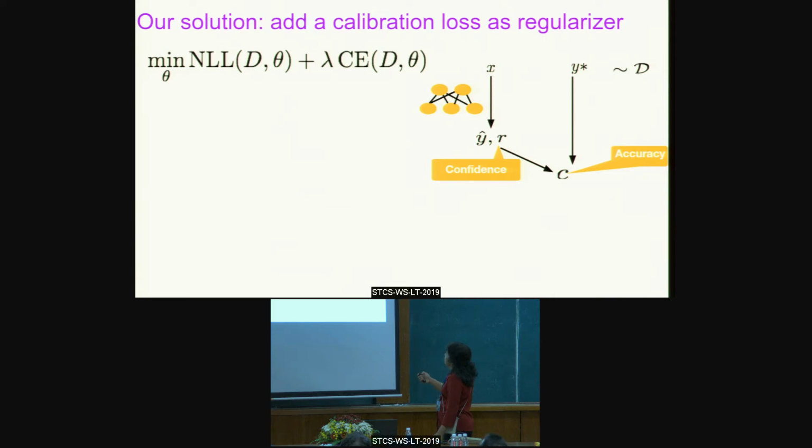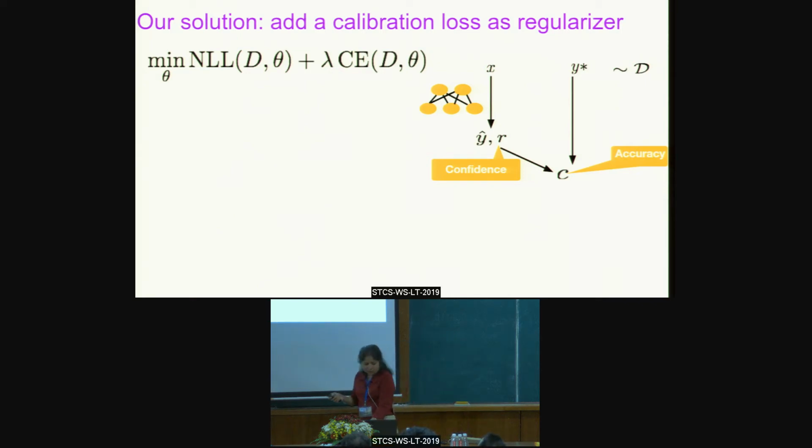So during training, you have sampled X and their correct label Y star from this distribution T, and you apply your network, your function, neural network, and that gives you a prediction Y hat, and the confidence that it assigns to Y hat, let's call it R. And now, along with this prediction Y hat, given the true Y star, you can assign a correctness measure. In this case, let's assume it's 0, 1, it's either correct or incorrect.